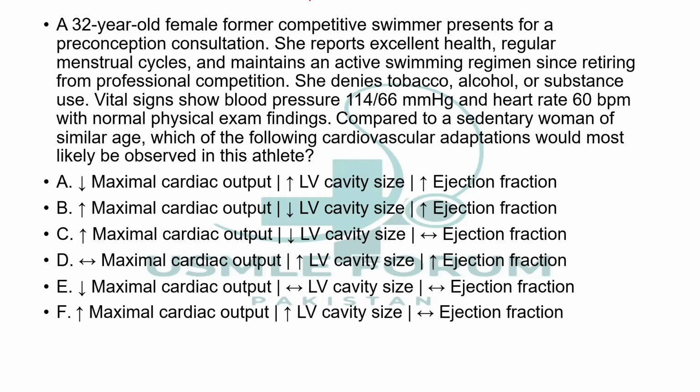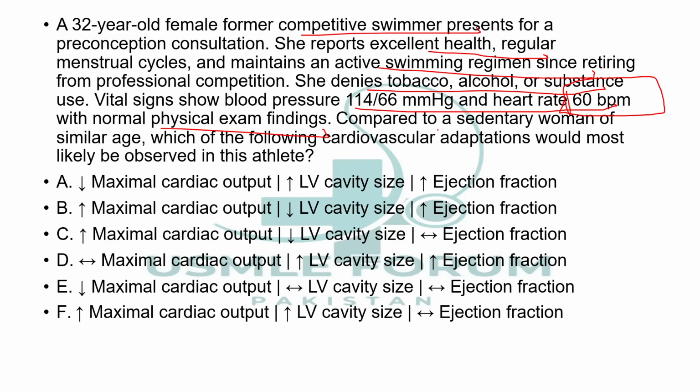All right. So female former competitive swimmer presents for a preconception consultation. She's in excellent health, regular menstrual cycles, maintain active swimming regimen since retiring from professional competition. Now she has no bad habit, no alcohol, substance abuse. Everything is normal except for the 60 BPM. This is bradycardic. This is not normal, right? And the physical exam is normal as well.